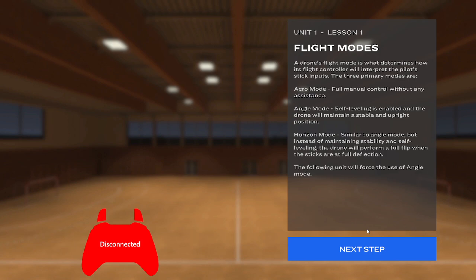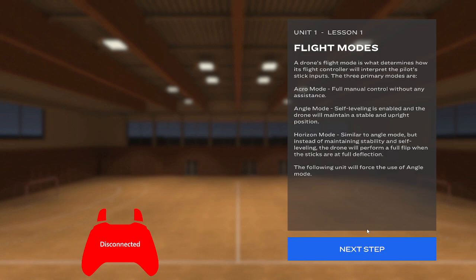Flight modes. A drone's flight mode is what determines how its flight controller will interpret the pilot's stick inputs. The three primary modes are acro mode, full manual control without any assistance. Angle mode, self-leveling is enabled and the drone will maintain a stable and upright position. Horizon mode, similar to angle mode, but the drone will perform a full flip when the sticks are at full deflection. The following unit will force the use of angle mode.